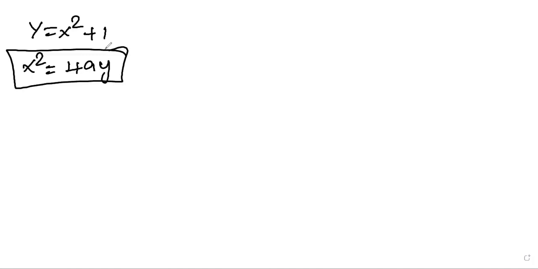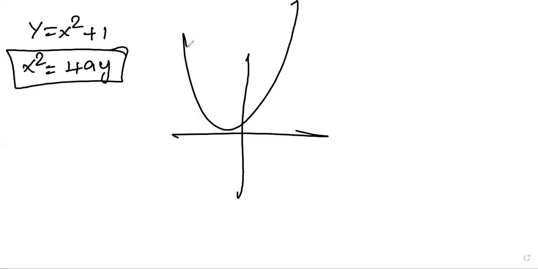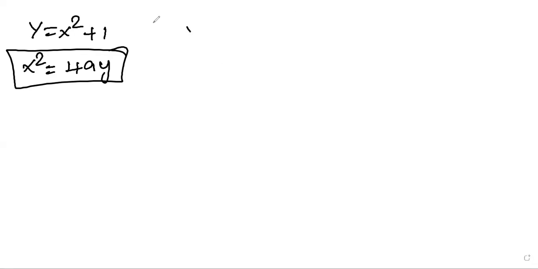And this equation shows the parabola is symmetrical above the y-axis, which means you will have a diagram like this. Parabola is symmetrical above the y-axis. Okay. So here you do have y is equal to x square plus 1. So you can rewrite this as y minus 1 is equal to x square.